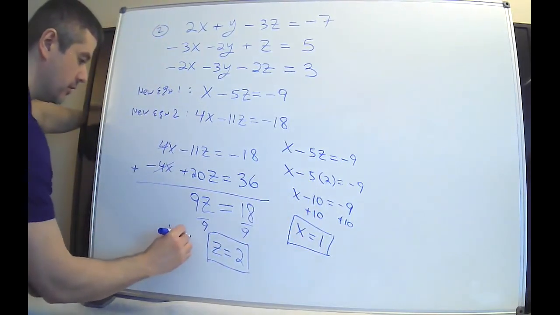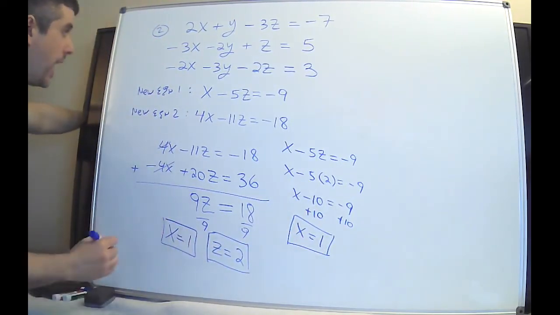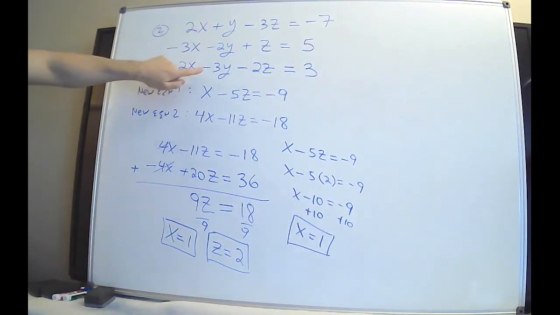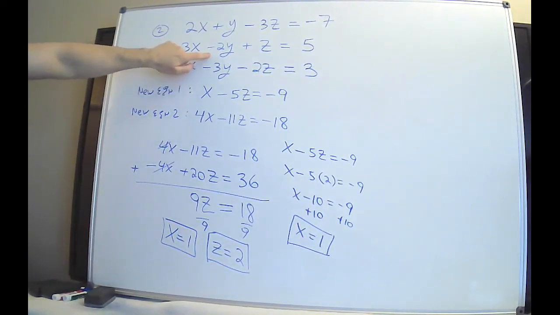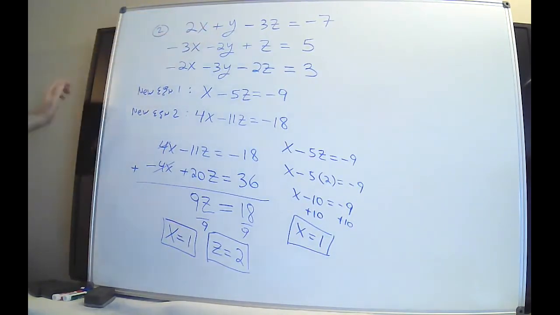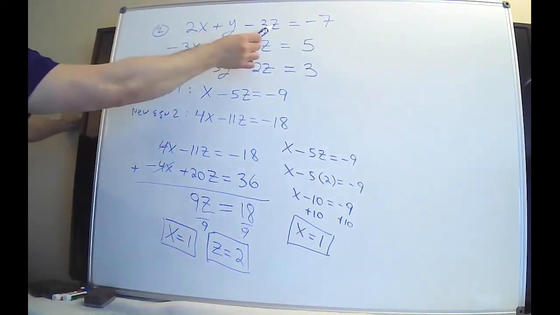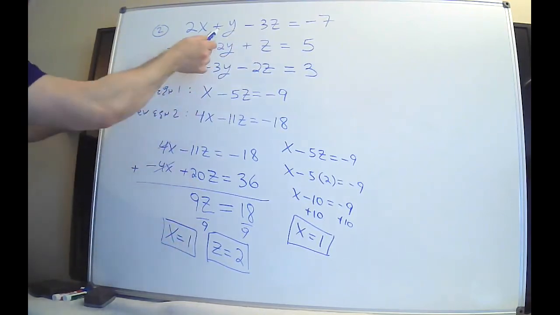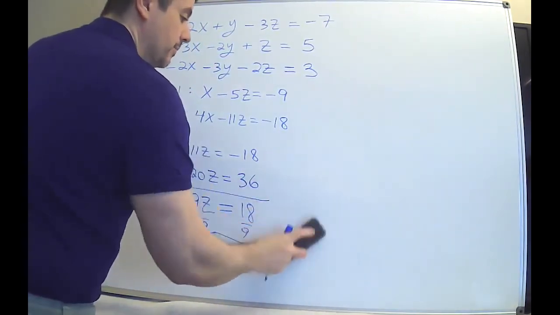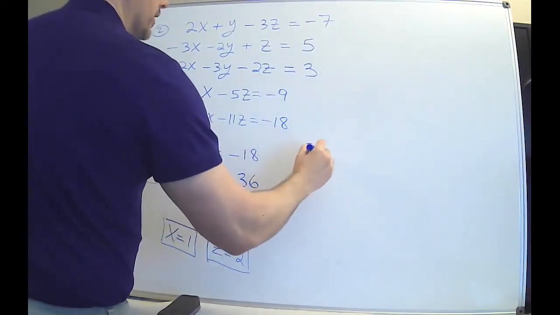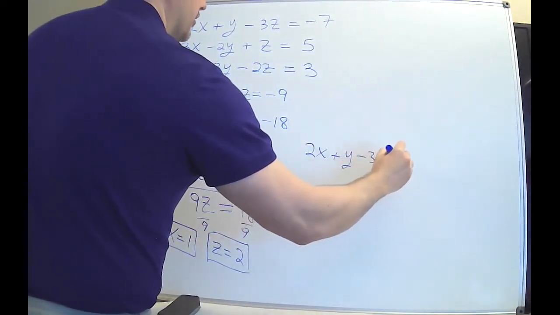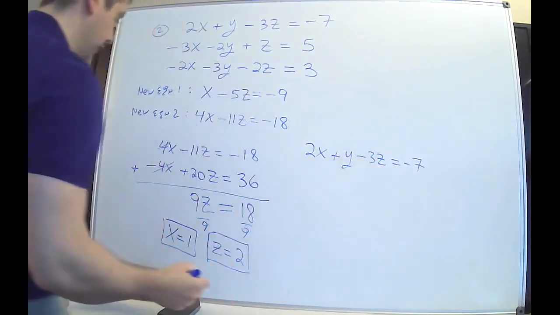So now I know x and I know z. I'm missing y. Well, again, what's a good choice? You could use the bottom one, you could use the middle one, but the top one already has a y with a 1 in front. So if I just replace the x and the z with the numbers they're equal to, it's easier. So let me erase this, save some room. I'll write the top one over again. And then I'm just going to put the number that I got for x and the number I got for z, and then solve for y.